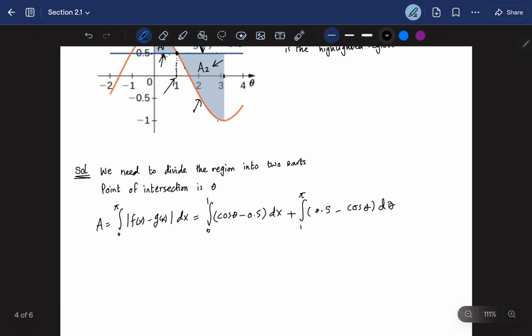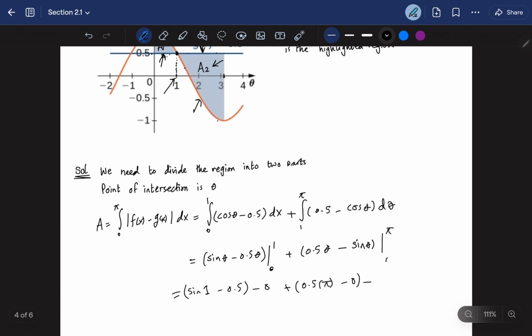And we integrate easily. So cosine would be sine theta minus 0.5 theta from 0 to 1, plus 0.5 theta minus sine of theta from 1 to pi, upper minus lower, minus 0, and simplify.